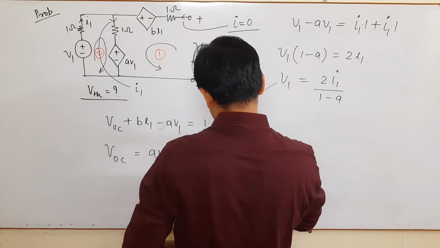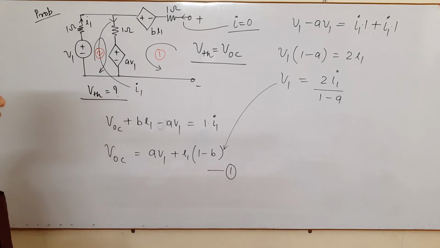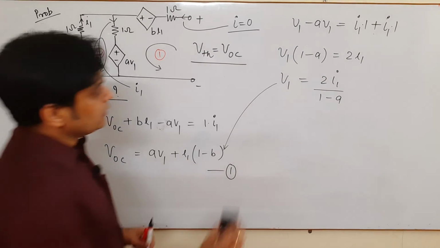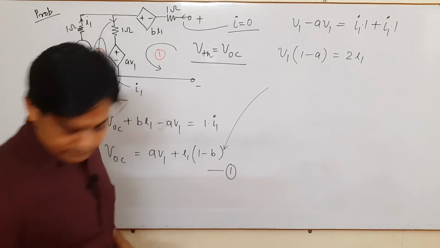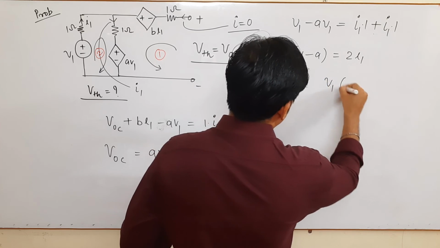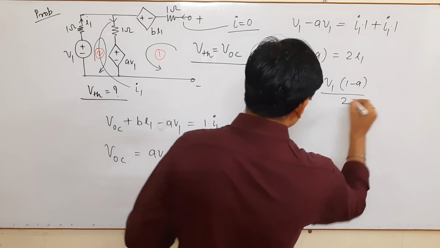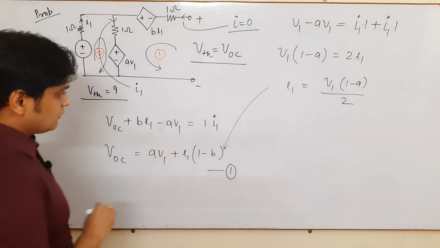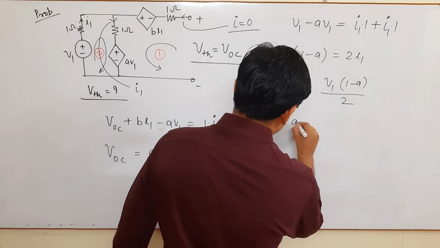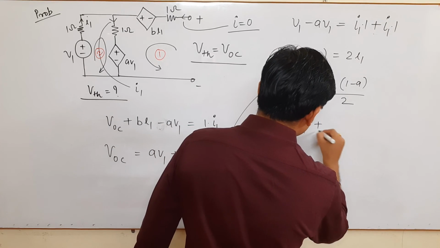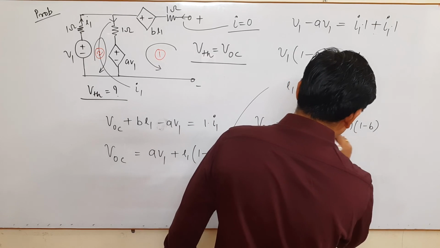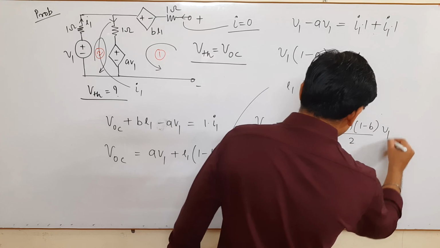So this you can put here, and one can find this in terms of V1. So you can write here the value of I1 is equal to V1 into (1 minus A) divided by 2. Yes, this you can put in this equation. So from here you can say VOC is equal to what? That is AV1 plus (1 minus A) into (1 minus B) divided by 2 into V1.